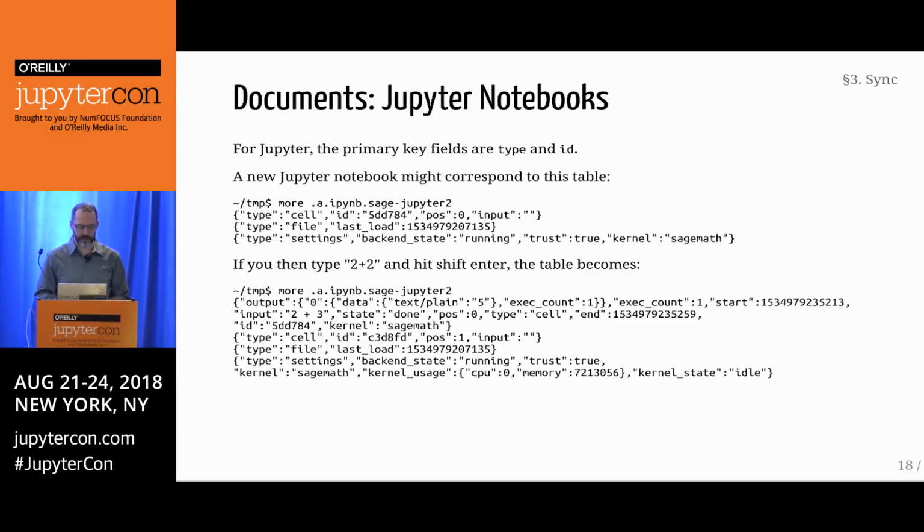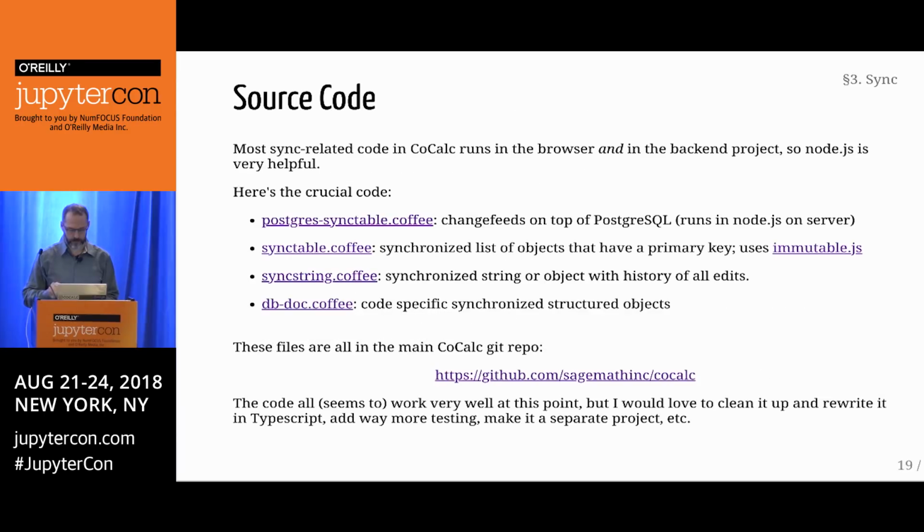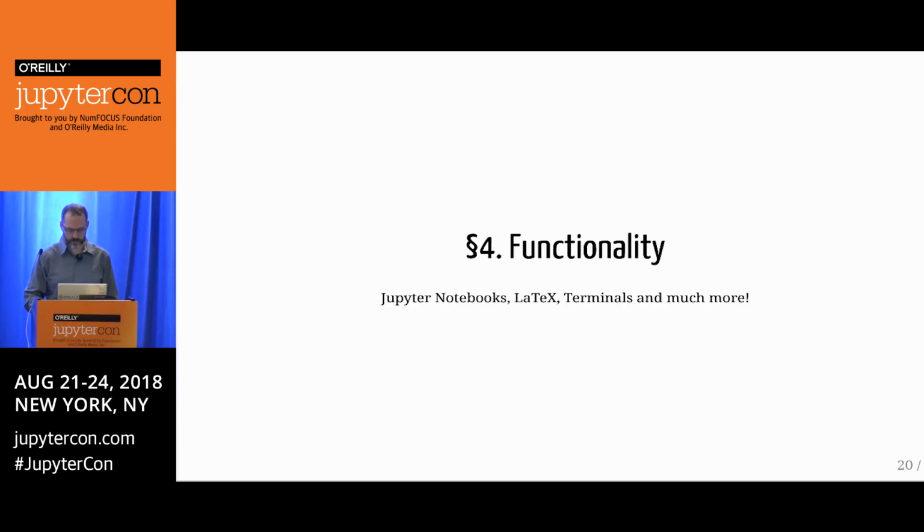And if you were to make a new cell, then there would be another object with type cell. It would have a different random ID, and it would have its input, its output, et cetera. Here's some links to the source code. When you get my slides, which will surely be linked to from the page for the talk, you can click on these if you want to look at source code. And that's what I wanted to say about sync.